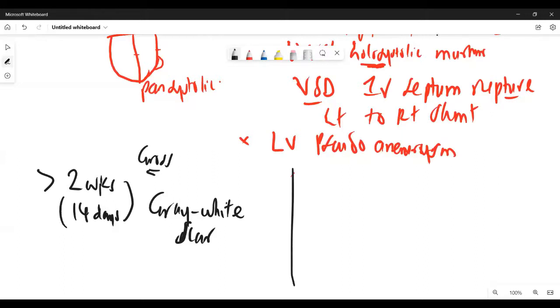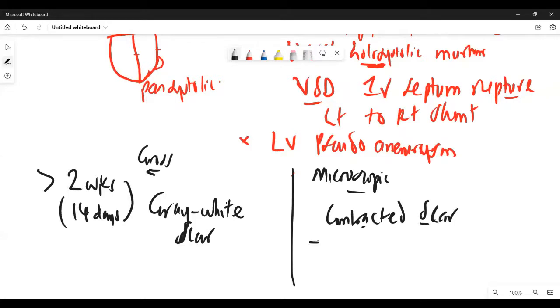And what about microscopy? So when you look under the microscope, same thing, we're going to see those contracted scars in those areas. So during this period, what are the complications that could arise, right? So let's say this patient returns 14 days later, or 2 weeks later. And this patient is complaining of chest pain. So now they have new onset chest pain. And they said the chest pain is relieved when they lean forward.